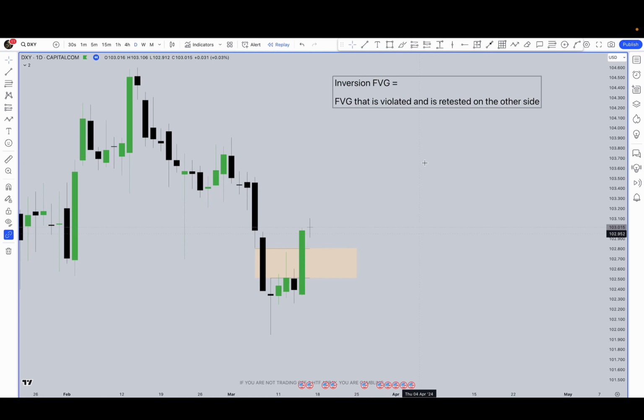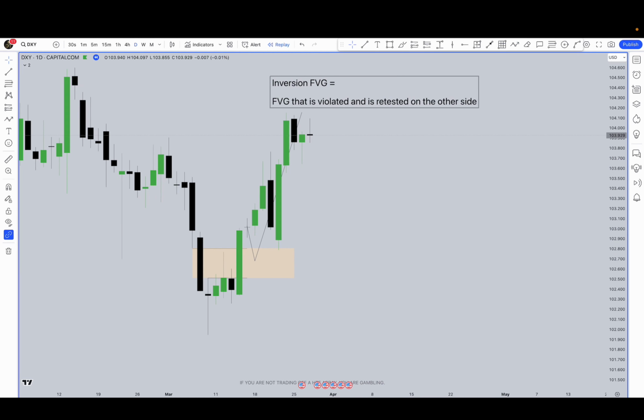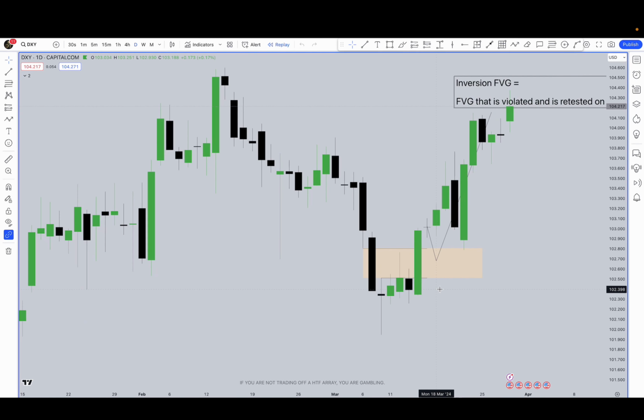What we want to see then is price going higher. Most of the time, price will retrace back into the value gap, the inversion fair value gap, respecting the consequent encroachment or 50%, and then trade higher. And you see what price does. Price disrespects it, comes back into the inversion fair value gap, and then trades higher.